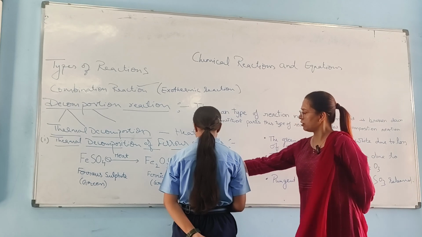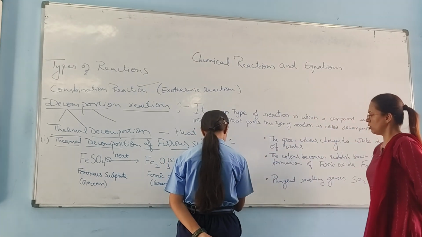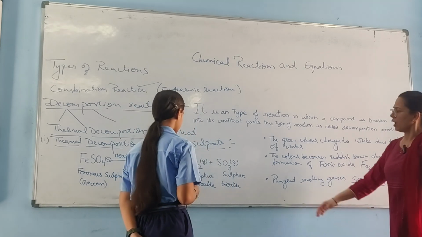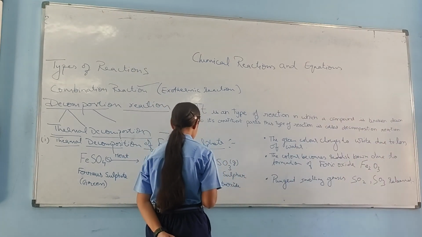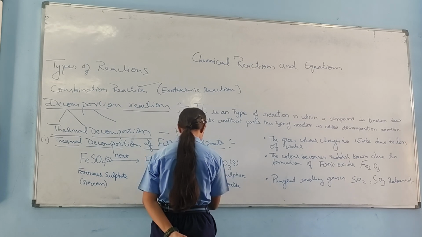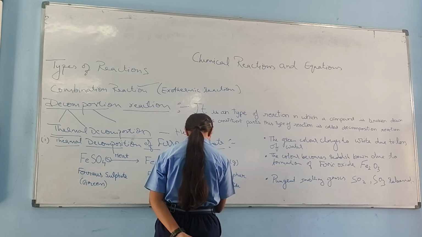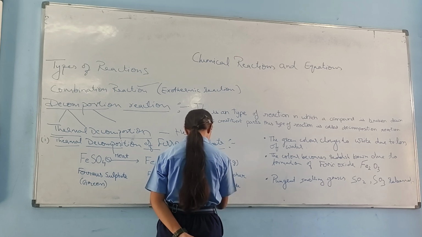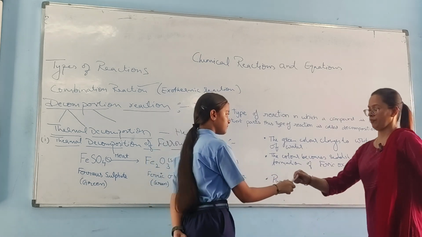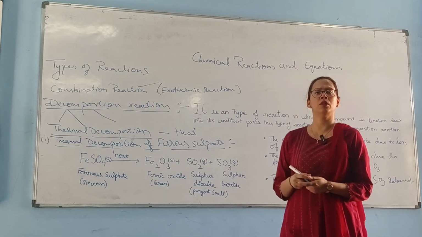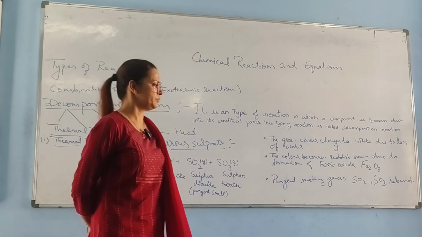How many oxygen do we have here? 2, so we are writing dioxide. So how many oxygen do we have here? 3. So this is sulfur trioxide. And what is the property of these gases? How is the smell? Pungent smell. ठीक है, very good, clap for her. Sit down.